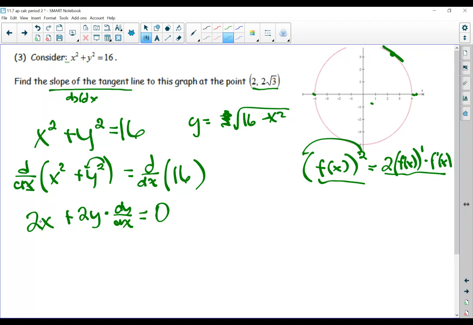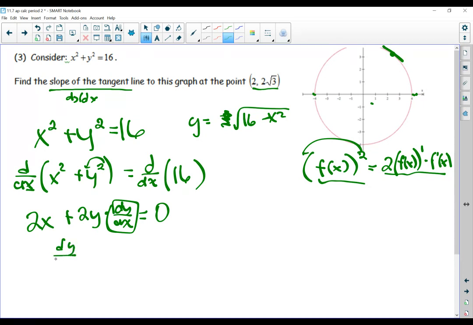Okay, so now I have an equation, a relationship that has a dy dx in it. This relationship gives me how the slope is related in this circle. So all I've got to do from here is make this explicitly defined for the slope. I know that 2 times the x coordinate plus 2 times the y coordinate times the slope has got to be equal to 0.